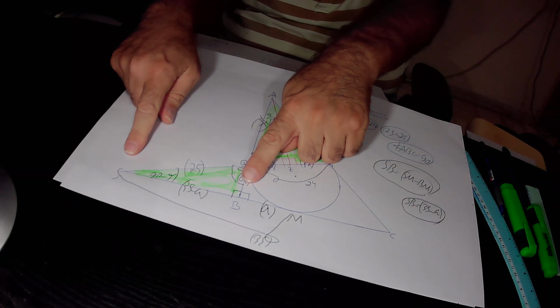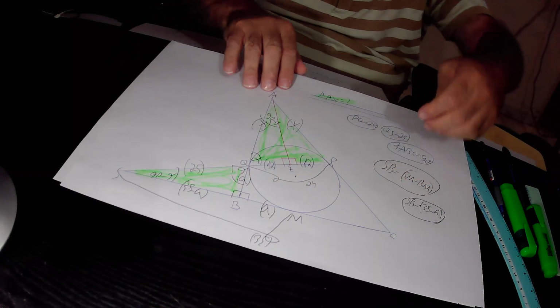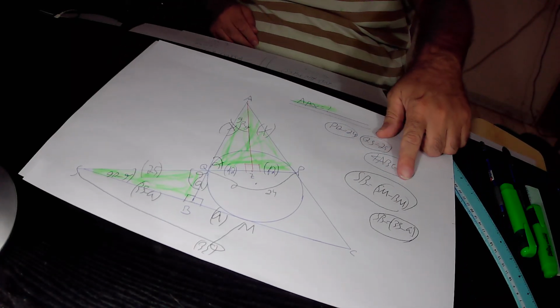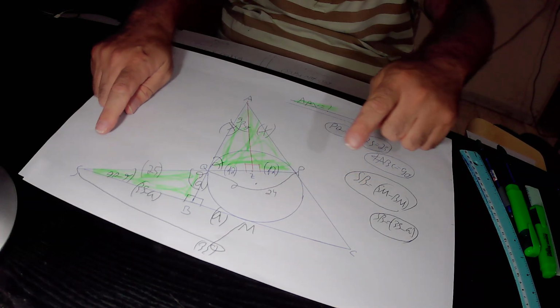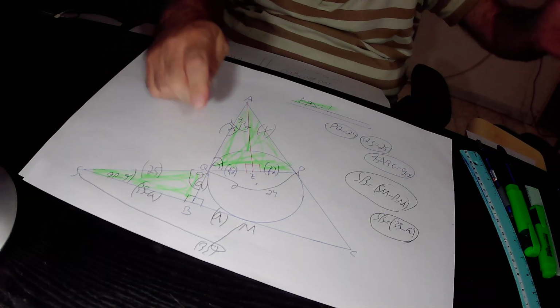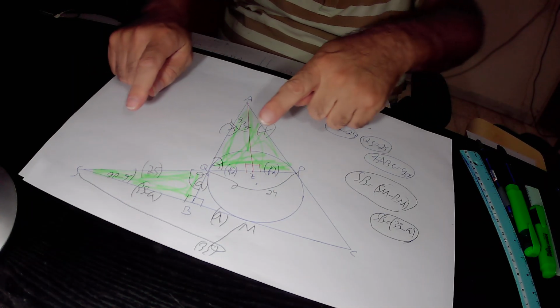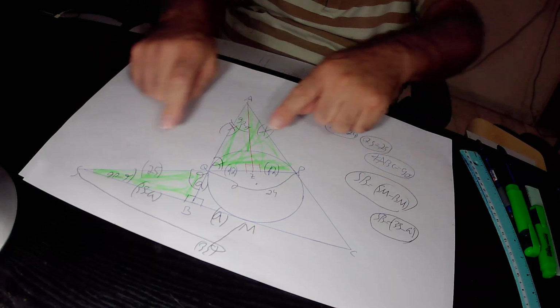What is the length of this? This is SB. SB equals SM minus BM. Again, SB equals SM minus BM. So SB in total equals SM, that is 35, minus BM, that is 8. So in total, SB equals 35 minus 8 units in its length.